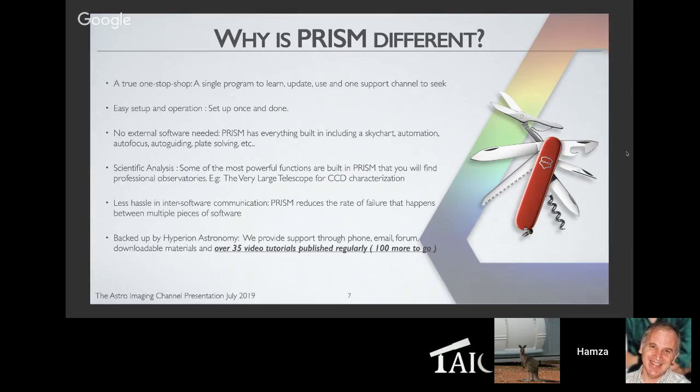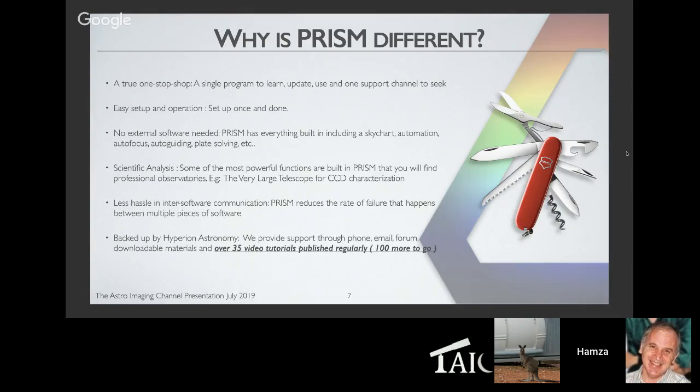Scientific analysis. Some of the most powerful functions are built into Prism that you will find in professional observatories. Example, the Very Large Telescope for CCD characterization. So this will be a whole theme. This will be the third session, as Alex pointed out, that I will set the themes for these sessions that are upcoming. The third session, which will be September, I believe, will be about the advanced functions in Prism. This, in all its worth, needs its own session. There's a lot inside Prism that is very advanced, very specific, that professional astronomers actually use.